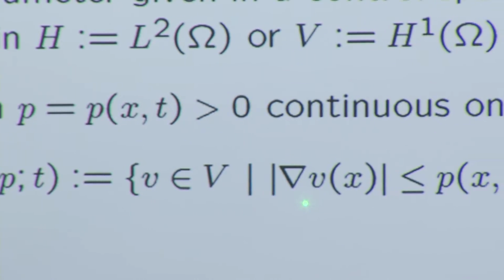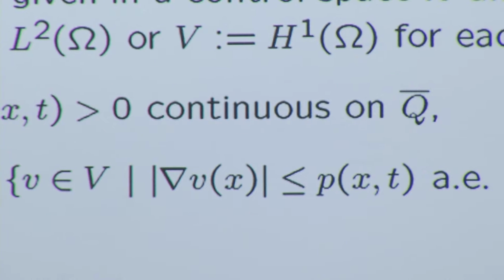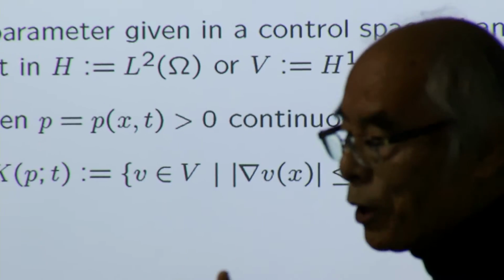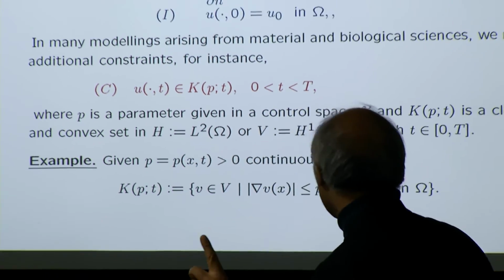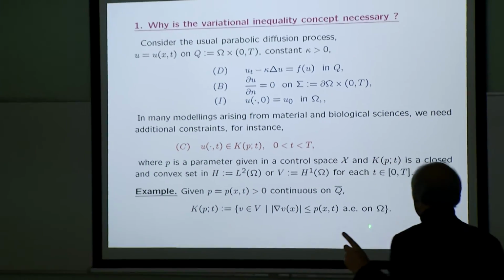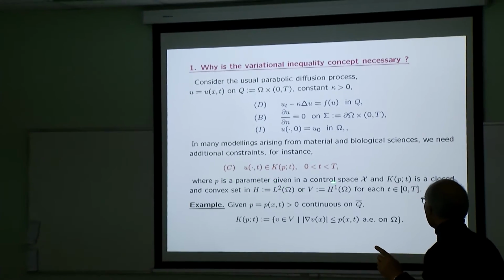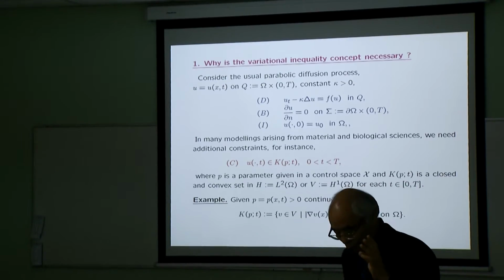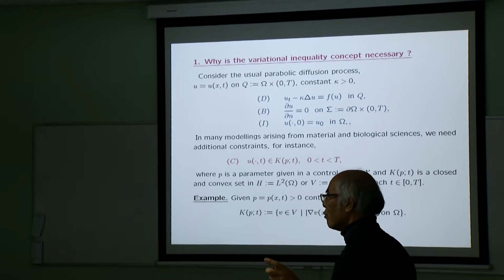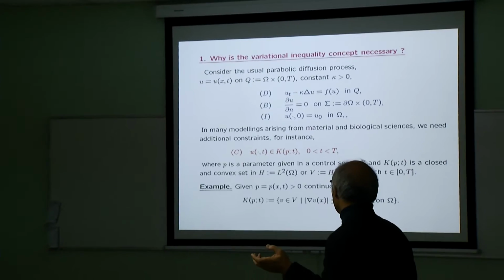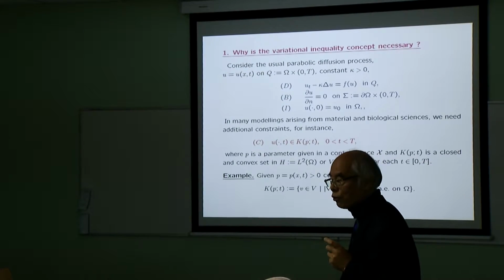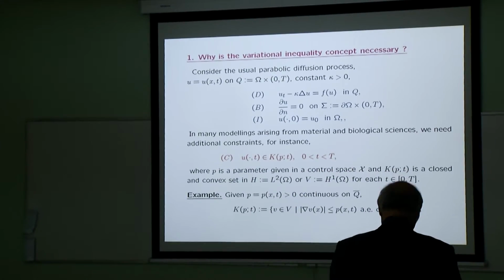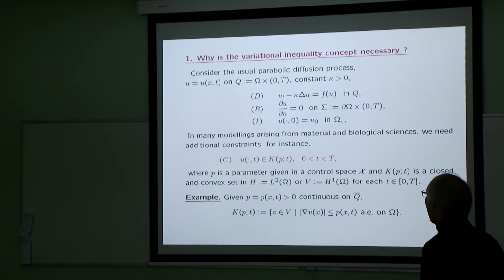Just the gradient constraint. p is a given function as a parameter. Probably in this case, the parameter space X can be chosen as something like the continuous function space over Q.